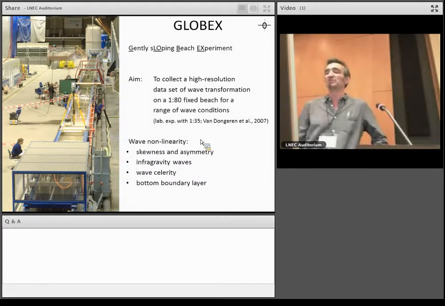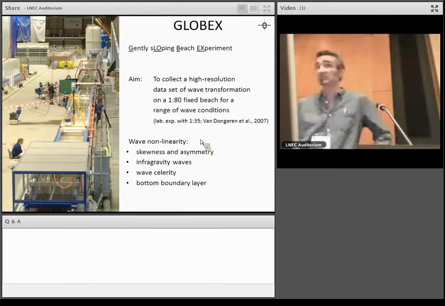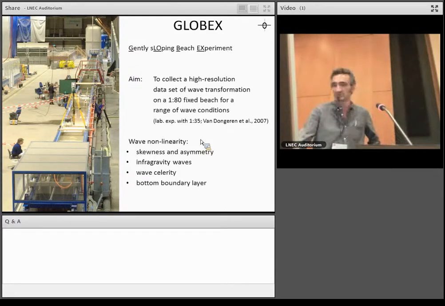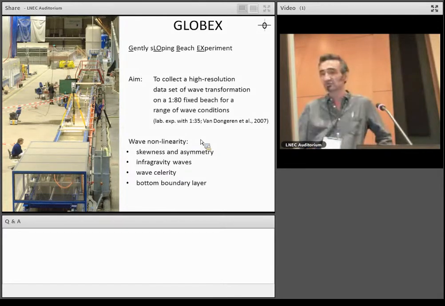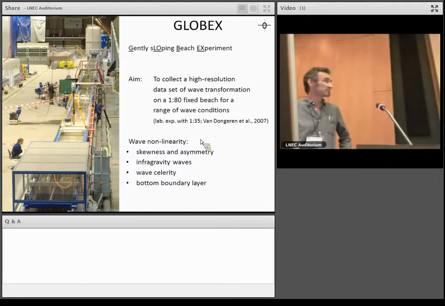So we studied wave nonlinearity, quantified in terms of skewness and asymmetry, related to infragravity waves, their generation, dissipation, and possible reflection from the beach, estimating the wave celerity of individual wave crests, and also used the opportunity to study the transfers inside the bottom boundary layer.